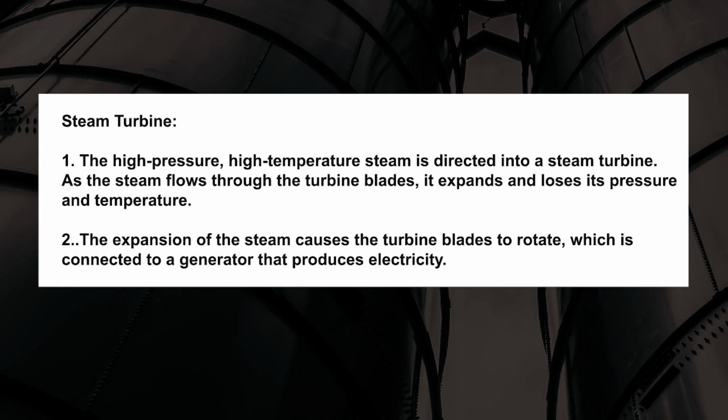Then we will discuss the steam turbine. The high pressure, high temperature steam is directed into the steam turbine. As the steam flows through the turbine blades, it expands and its pressure and temperature become lower. The expansion of the steam causes the turbine blades to rotate, which is connected to a generator that produces electricity.